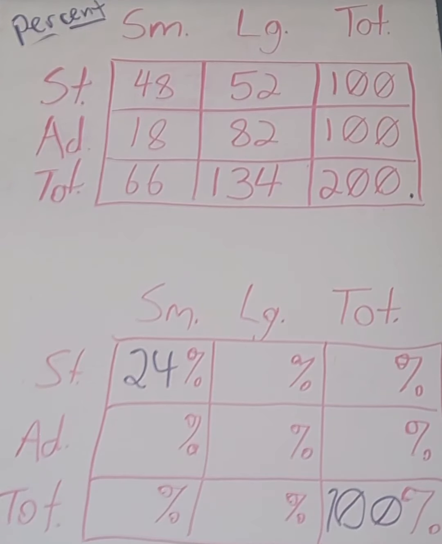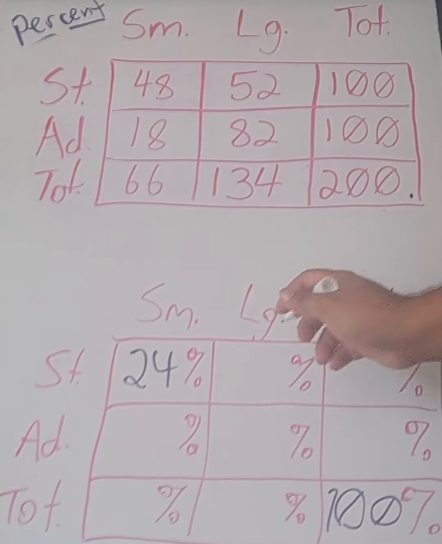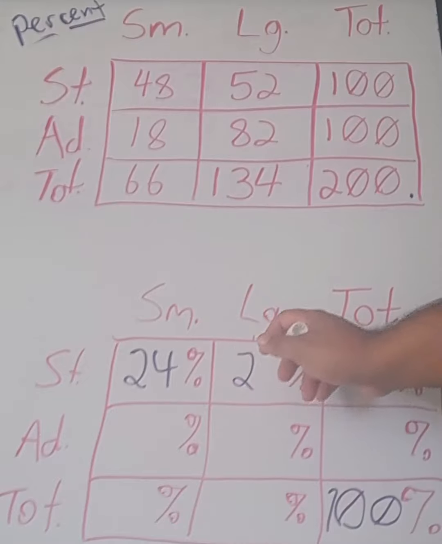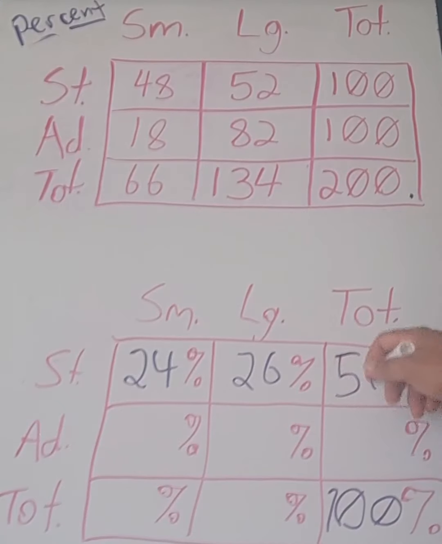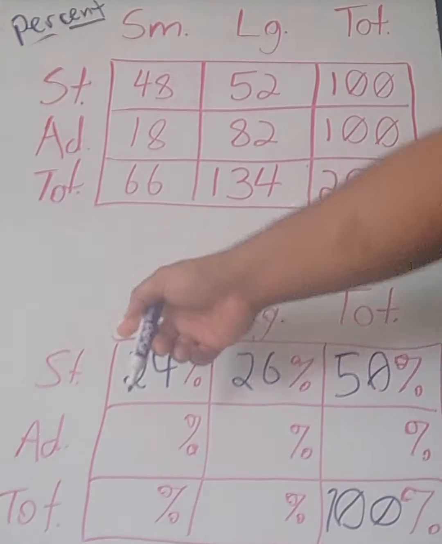What's half of 52? 250. Oh, thank you. I thought you said 250. I was real confused. Half of 52 is 26. Very good. What's half of 100? 50. Very good. So this is telling us that half of the people they surveyed are students.